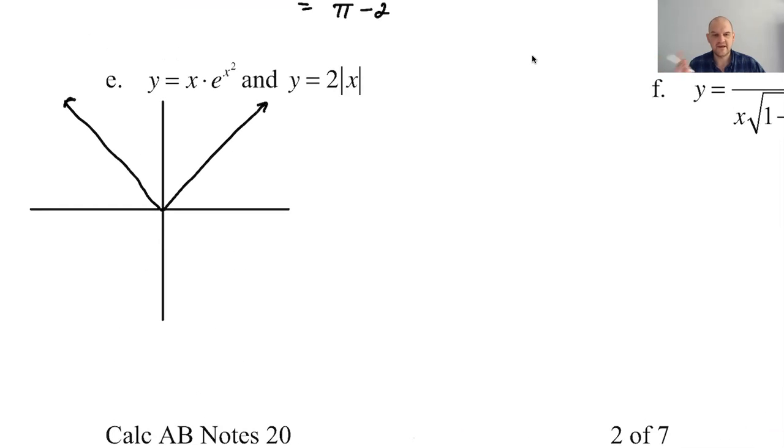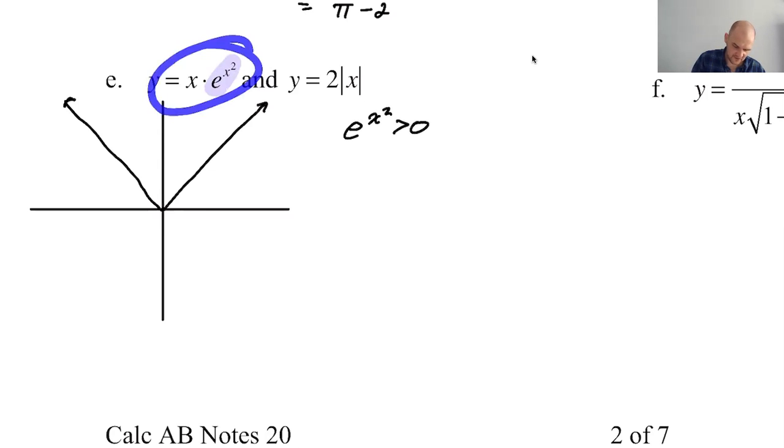So far, so good. I don't know what this thing looks like, but I do know that e to the x squared is always positive. So e to the x squared is greater than 0. So then the sign of x times e to the x squared is going to wholly depend on x. So when x is less than 0, x times e to the x squared is going to be negative.